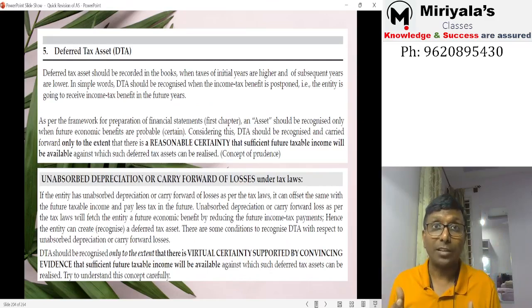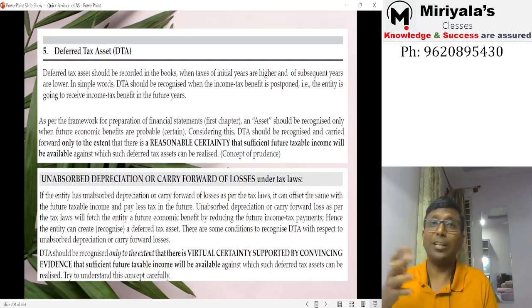So what is that? This is unabsorbed losses. When there are unabsorbed losses or business losses, what does it mean? That gives a clear indication that the company is not making profits. Now, when a company has made losses in the current year, what is the guarantee that you are going to make a profit in the future? Unless you get a profit in the future, these business losses cannot be offset in the future. So what is the certainty?